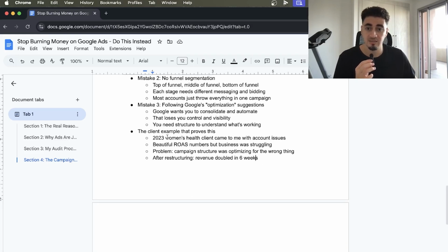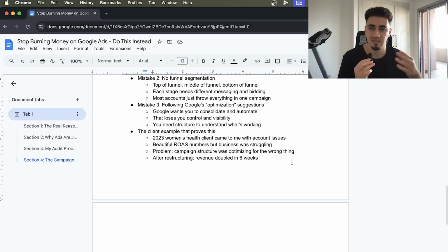And here's one client example that literally proves this. So in 2023, I had a women's health client come to me with account issues, amazing ROAS numbers, but the business was struggling. The problem here was most of it was just branded traffic, and the campaign structure was a mess. Literally PMAX, broad, and everything lumped into one. There was no clear segmentation. You're not really targeting different networks. It's just one PMAX campaign, right?